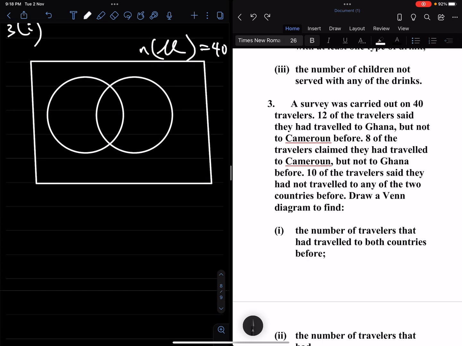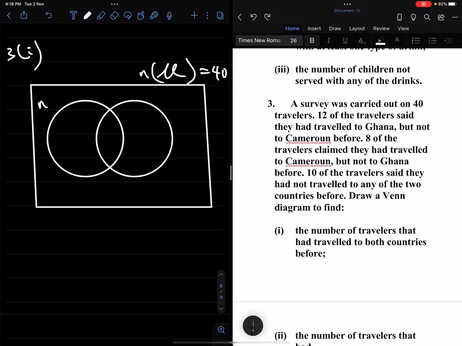So this will represent the number of travelers who had gone to Ghana, G for Ghana, and that's 12, and C for Cameroon. Number of travelers who had gone to Cameroon before, and that is, I don't think I'm doing the right thing. Let me read that again. 12 of the travelers said they had traveled to Ghana but not to Cameroon before.